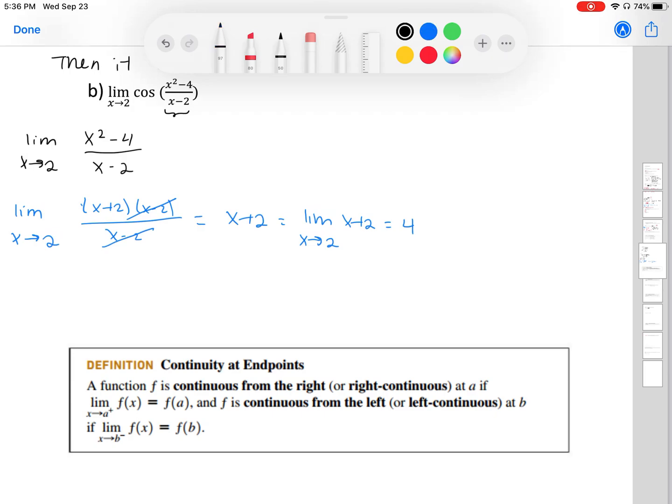Right? So let's go back to our problem. We have cosine of (x squared minus 4)/(x minus 2). But we know that inside our parentheses, if I take the limit, we just get 4. So now we're just left to work with the cosine of 4, which you punch into your calculator. It gives you negative 0.654.